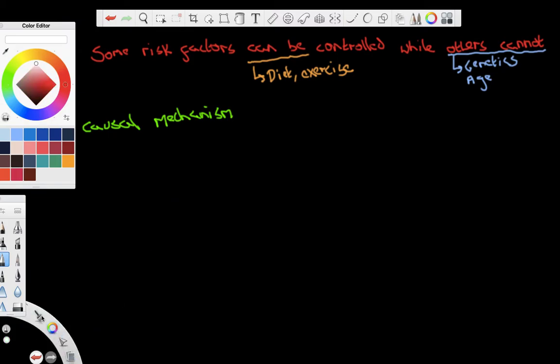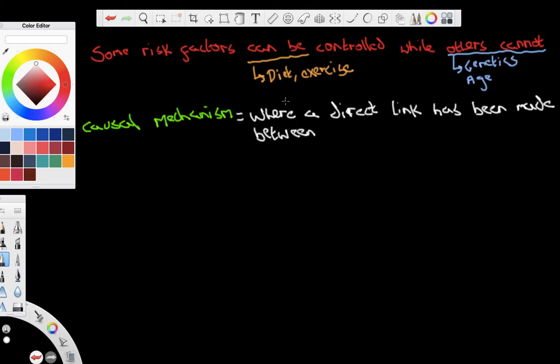Now, a causal mechanism, and it's quite a long definition, is defined as where a direct link has been made between a disease and a risk factor. Okay? Now, an example of this would be smoking and lung cancer.